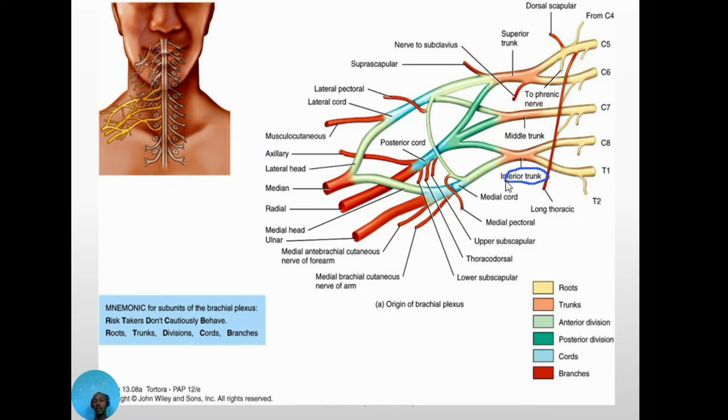But the inferior trunk is formed from C8 and T1. Generally, the superior trunk and the inferior trunk are formed from a combination of two roots. Those trunks give anterior divisions and posterior divisions. This is the anterior division, this one is also an anterior division, and this is an anterior division. The green color is the posterior divisions.